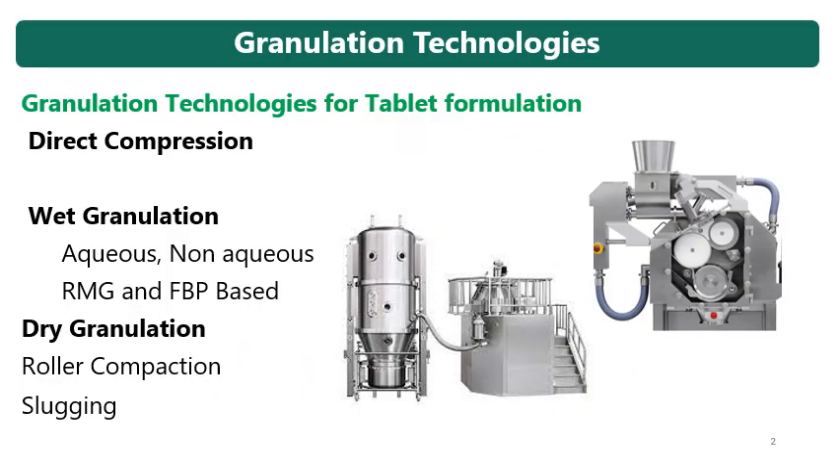So generally the granulation technologies like direct compression, wet granulation and dry granulation are performed for tablets and capsules. Also for the granules and powders which are required to be filled into sachets. So mainly in the pharmaceutical industries on the commercial scale, the granulation technologies like direct compression, wet granulation and dry granulation are used. Wet granulation may be FBP base or RMG base and can be done as aqueous or non-aqueous.